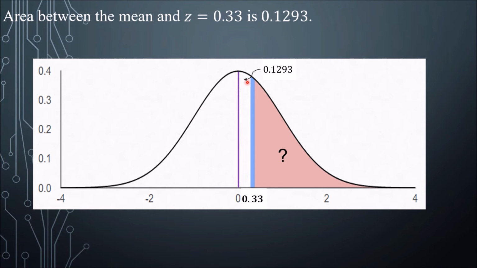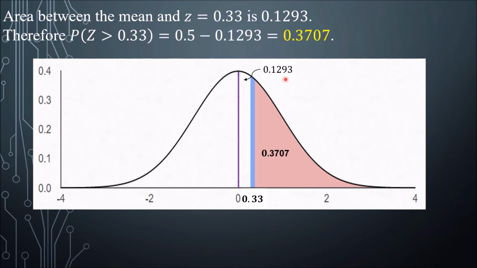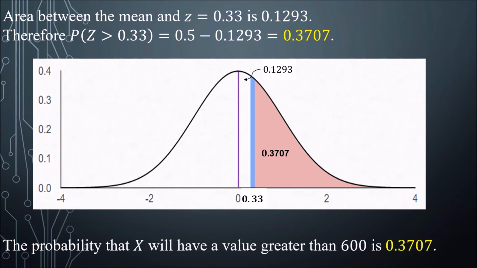Which means this part here, from the mean to 0.33, is 0.1293. Now in order to get the area of the shaded part, we subtract 0.1293 from 0.5, because half of the graph is 0.5, and the result is 0.3707. So the shaded part is 0.3707, which means that the probability that x will have a value greater than 600 is 37.07%.